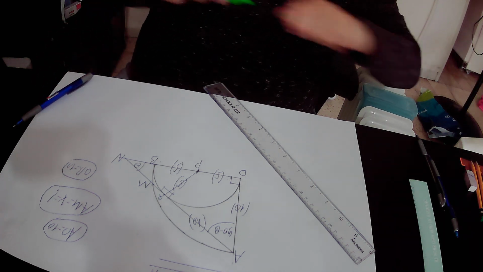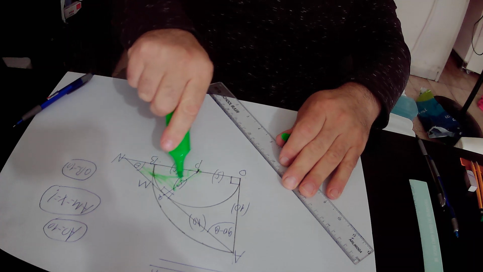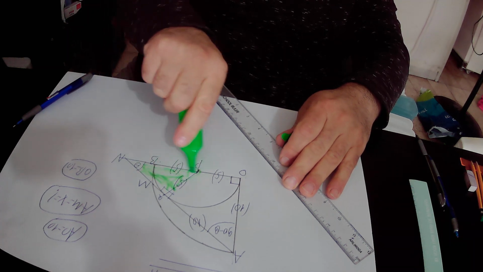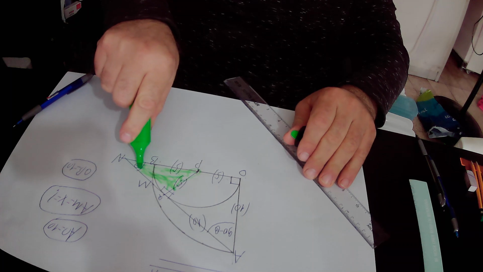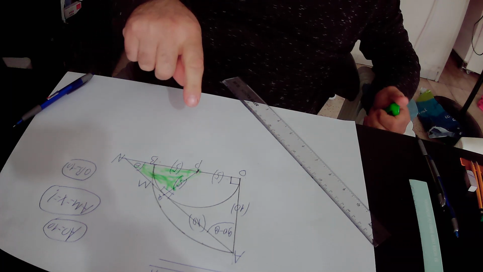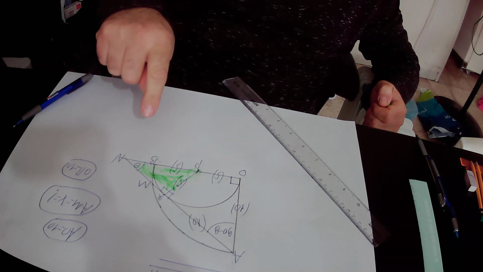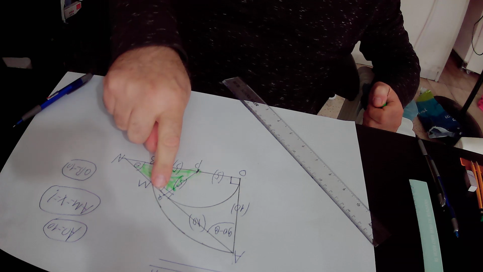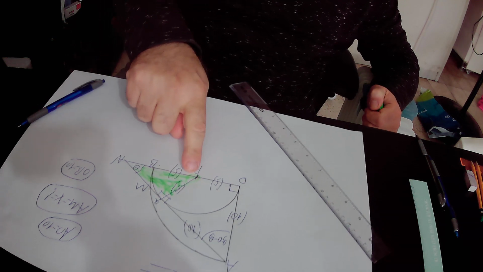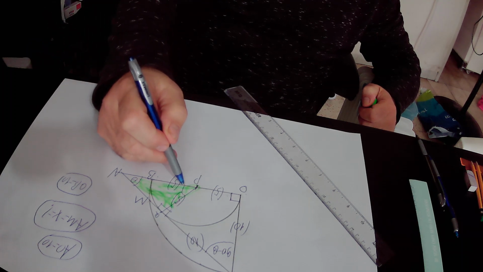In the next step, we'll focus on the green right triangle, triangle QPN. According to the same logic, in the right small green triangle, triangle QPN, this angle equals theta, this angle equals 90 degrees. Therefore, the missing angle here must be equal to 90 degrees minus theta.